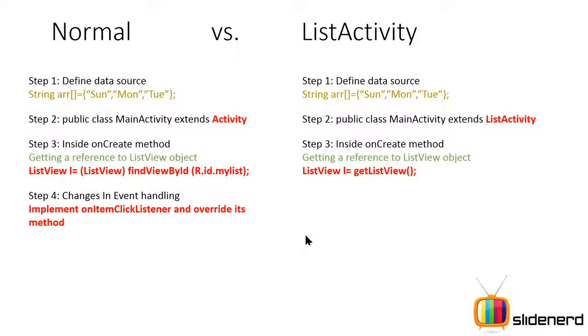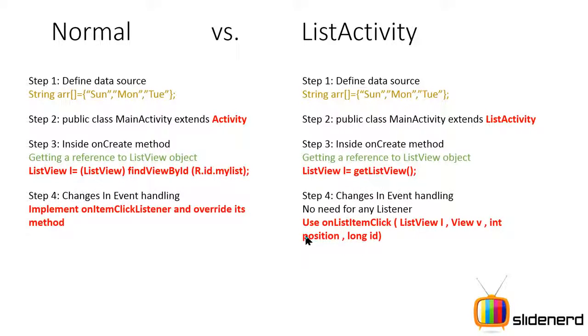And then changes in event handling. Normally you would go ahead and implement the onItemClickListener, right? Here, take a look. No need for doing any of that. Use the onListItemClick method. Here you can directly refer to the same 4 parameters, that is the list view, the view which shows which row was clicked, and so on.